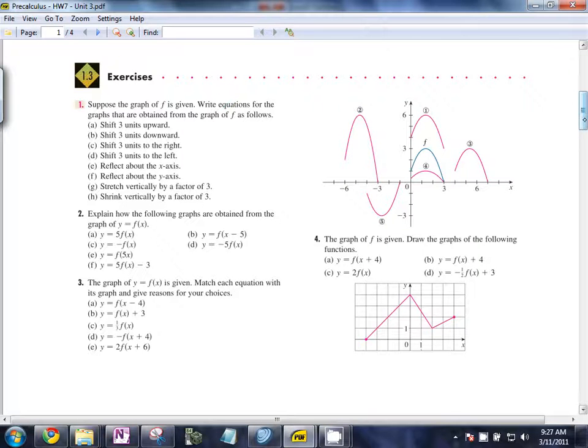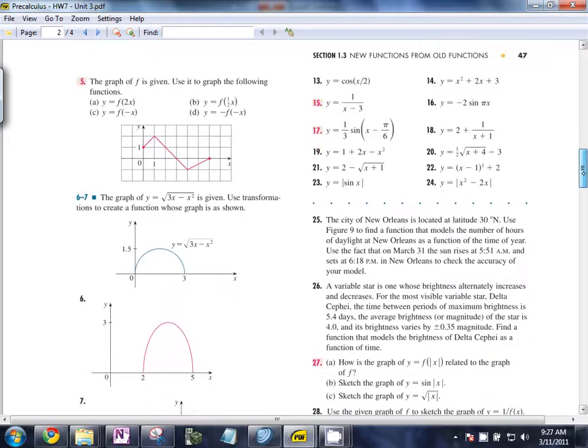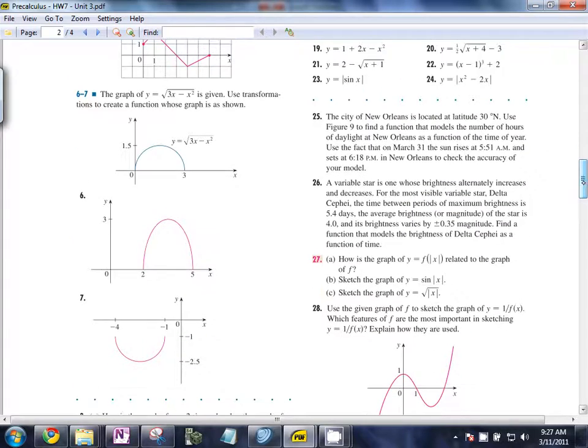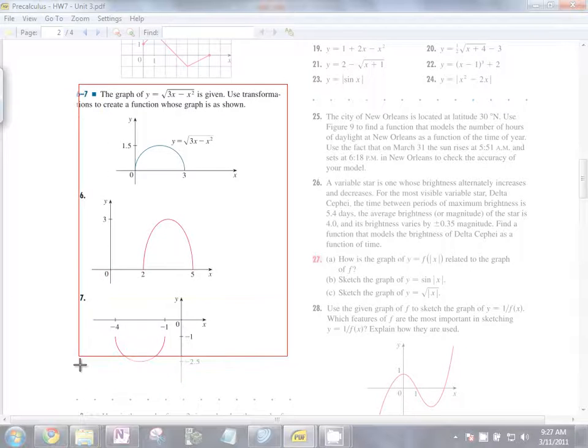We have a vote for 6 and 7. Is anybody else voting for 6 and 7? Okay, let's take a look at this one. 6 and 7.